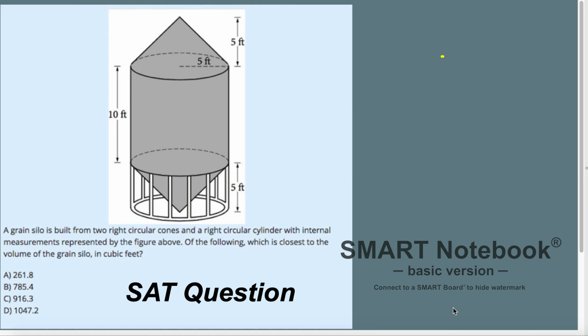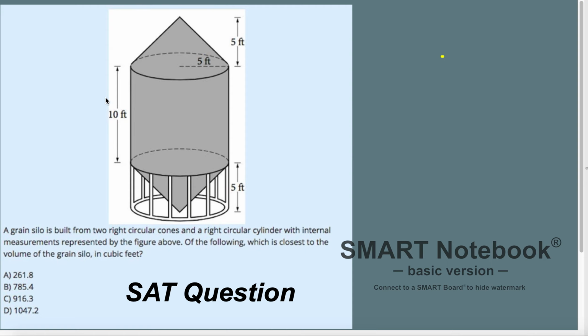A grain silo is built from two right circular cones and a right circular cylinder, with the internal measurements represented by the figure above. Of the following, which is the closest to the volume of the grain silo in cubic feet? So, first of all, let me write here some information.